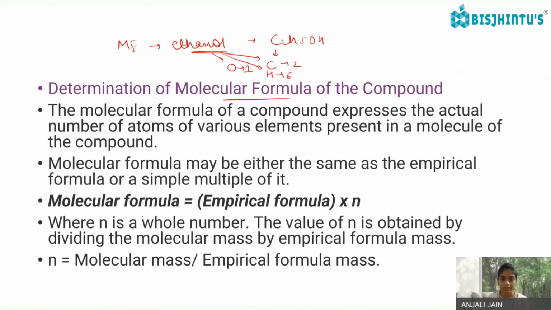Okay. It may be either the same as the empirical formula or simply a multiple of it. The molecular formula can be equal to the empirical formula or can be n times it, where n is a whole number. n cannot be an irrational number. It is a whole number. The value of n is obtained by dividing the molecular mass by the empirical formula mass.